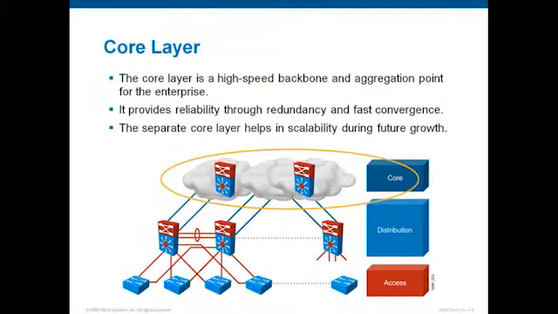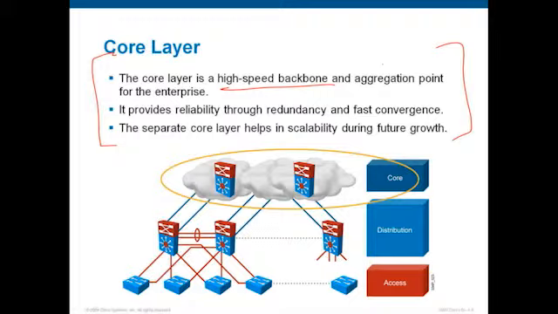Core, of course, has a very distinct job, which is fast, fast, fast. We need to provide fast switching, a high-speed backbone to aggregate multiple distribution blocks. So it's a next level up that should have a very distinct focus: reliability, redundancy, fast convergence.